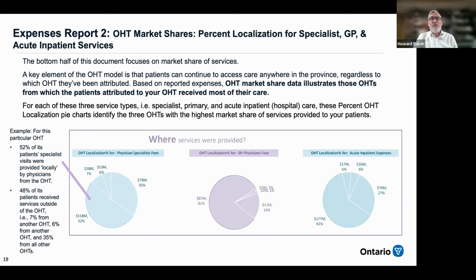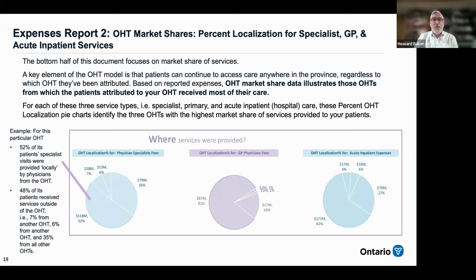So a foundational element of the OHT model, as you know, is that patients can continue to access care anywhere in the province, regardless of which OHT they've been attributed to. It is entirely appropriate for a patient to travel outside, for example, of your OHT to receive care that they need. For example, a patient who needs to travel to a highly specialized physician not assigned to your OHT in order to receive treatment for a specific condition. So to help you understand where the patients attributed to your OHT are receiving different types of care, we've provided these OHT localization data and these pie charts you see on the screen.